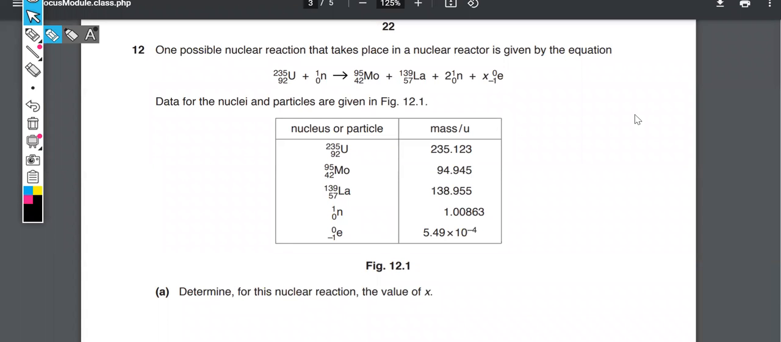All right, in this work example, we're going to look at some nuclear physics here, namely fission reactions. So we've got a uranium nucleus that's bombarded with a neutron, and it's going to fission or split apart into smaller fragments, smaller atoms, molybdenum, lanthanum. We've got two more neutrons, and so this is what can lead to sort of a chain reaction.